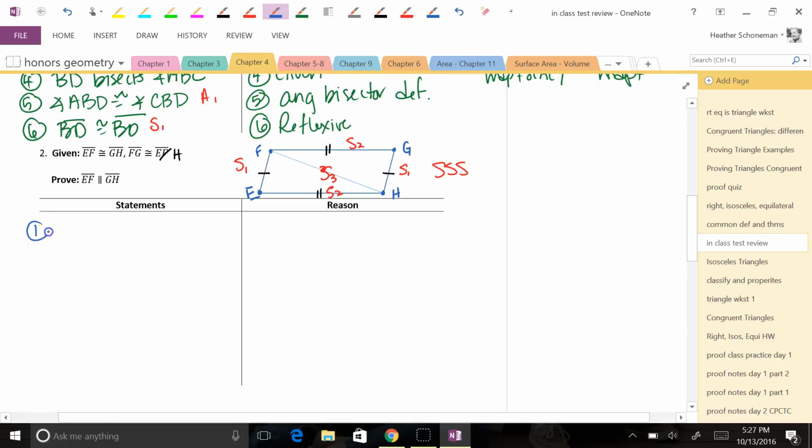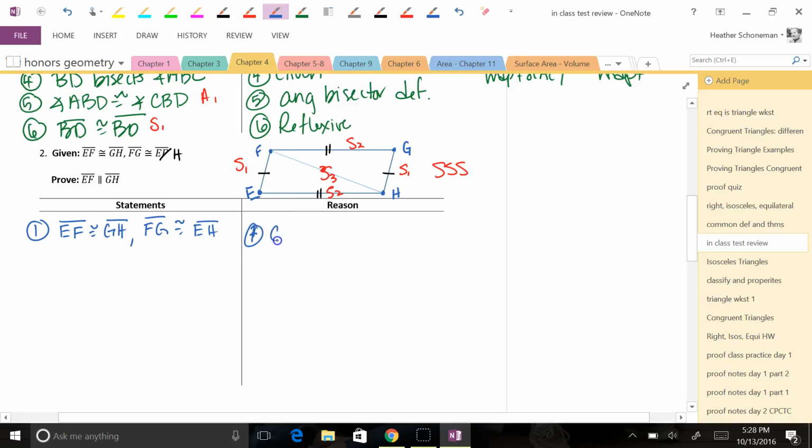So now let's list the things in our proof. So the first thing is all those givens. So we have EF is congruent to GH, and FG is congruent to EH, like we changed it to make it make sense.